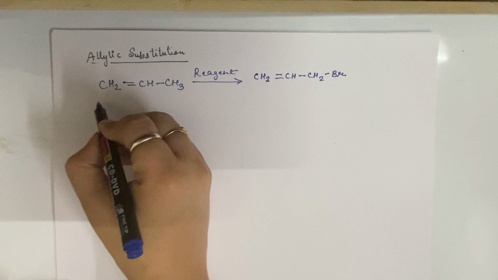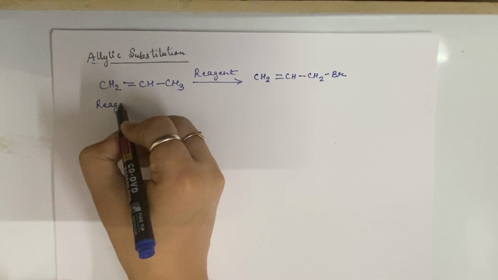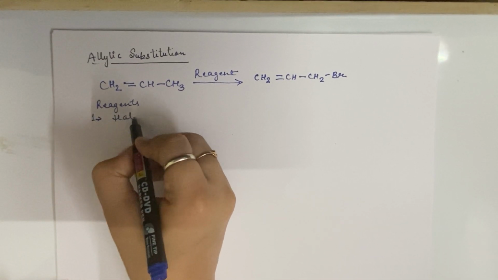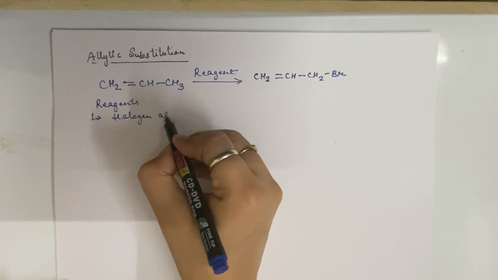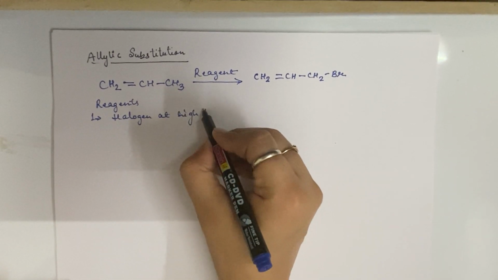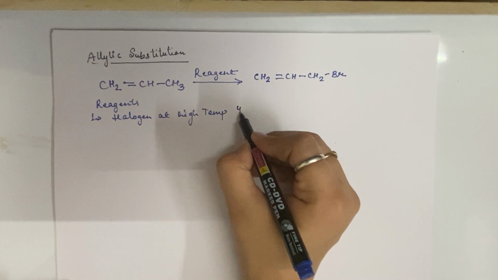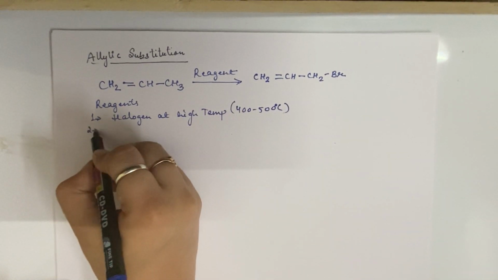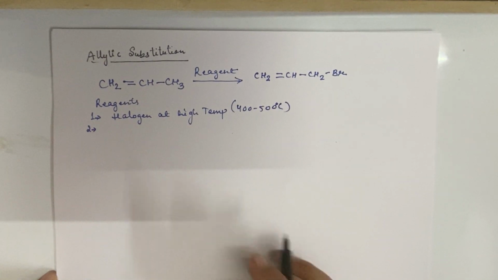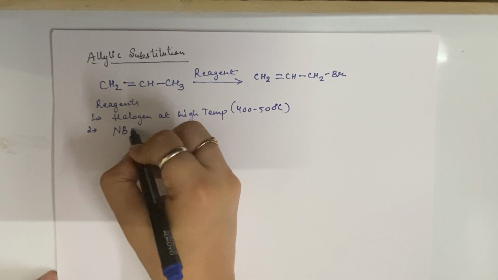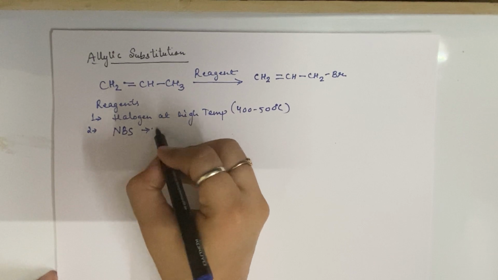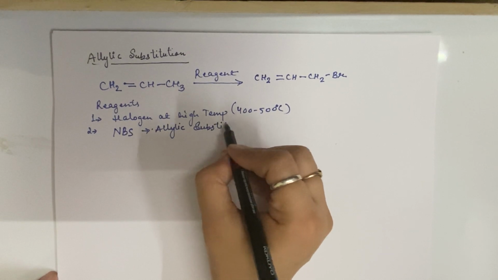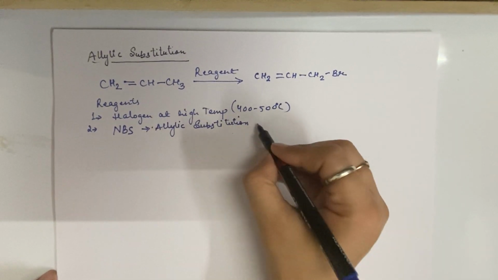So what can be the reagents? Let us write the reagents first. Reagents will be halogen at high temperature, and this high temperature will be 400 to 500 degrees Celsius. After that, the second reagent you can take is NBS, that is N-bromosuccinimide. It will also do the allylic substitution of bromine.